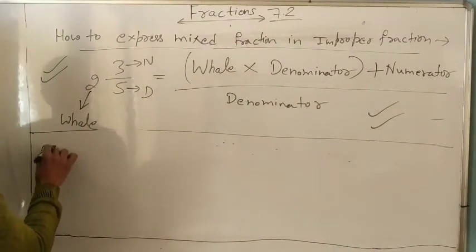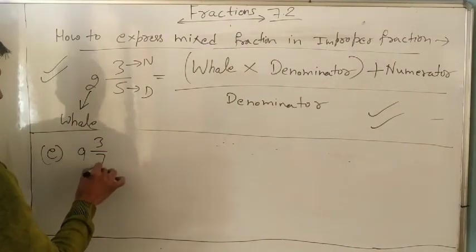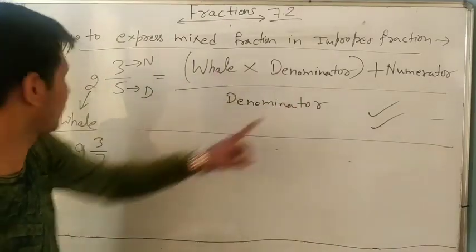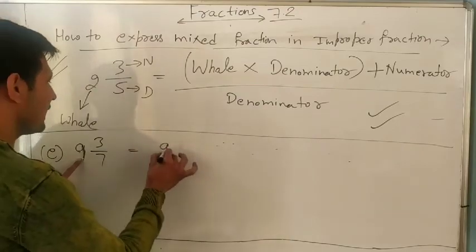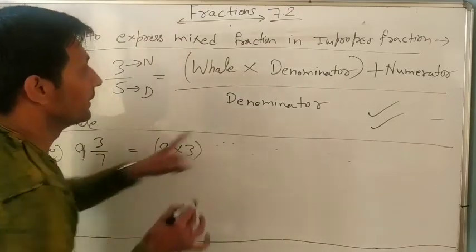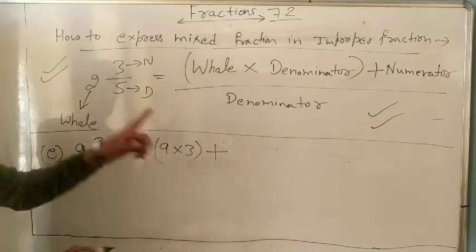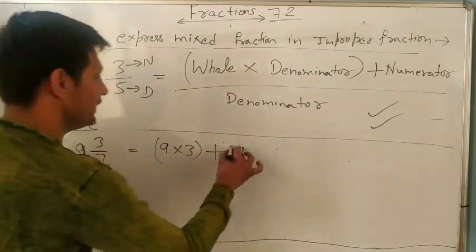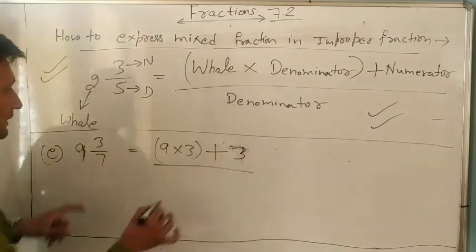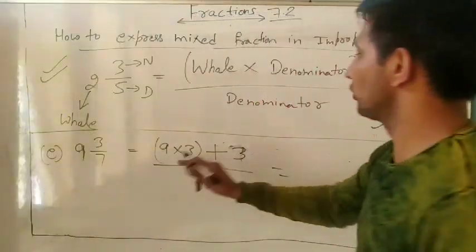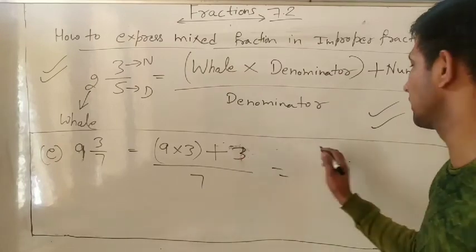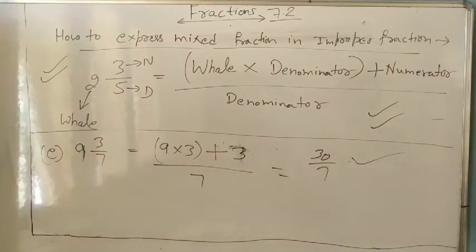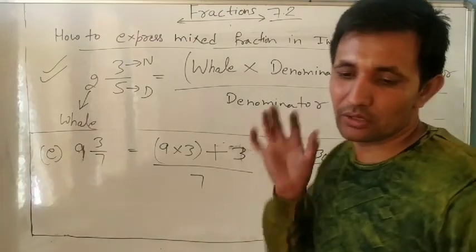Part E, 9 3 upon 7. Yes, 9 is whole. Whole multiply denominator. So whole is 9 into 3 plus numerator. Numerator is 3 divided by 7. So 9 into 3, 27. 27 plus 3, 30 divided by 7. So like this we can represent. So do all questions of exercise 7.2.